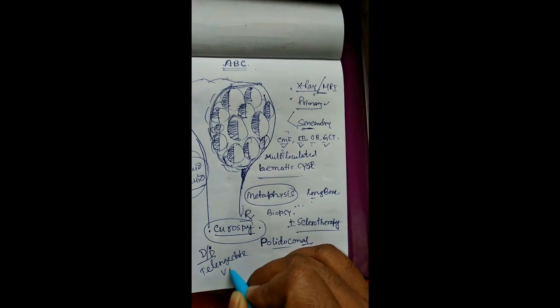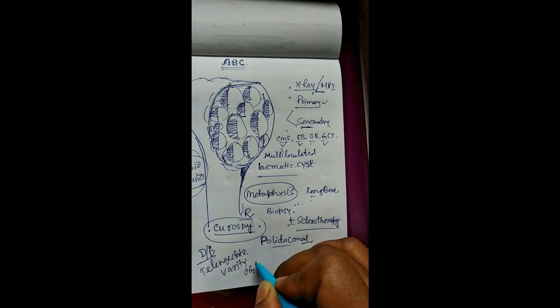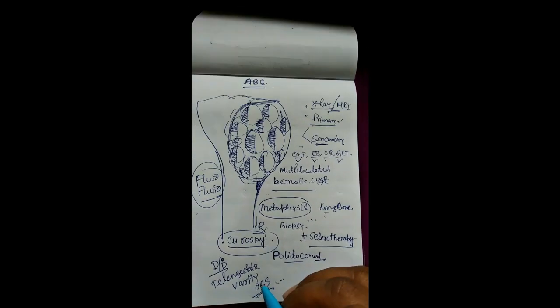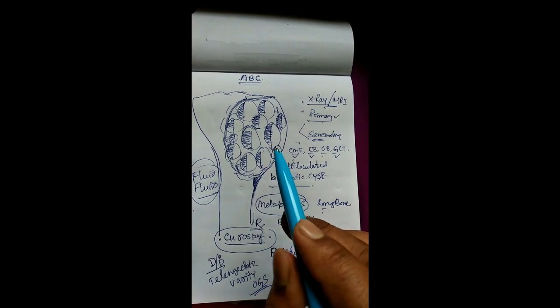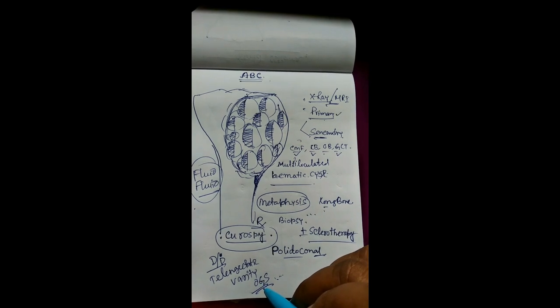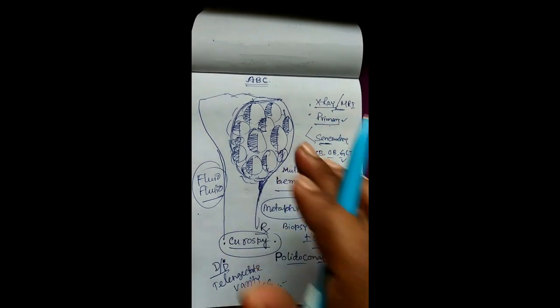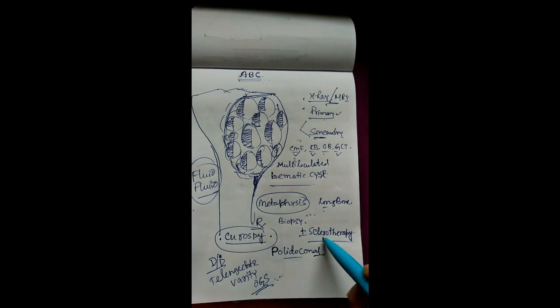telangiectatic variety of osteogenic sarcoma. It is a malignant bone tumor. So if we miss one telangiectatic osteogenic sarcoma, as we are telling the same features of ABC, then we can lose the child. So biopsy is mandatory.